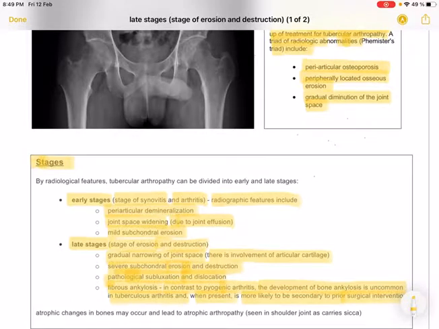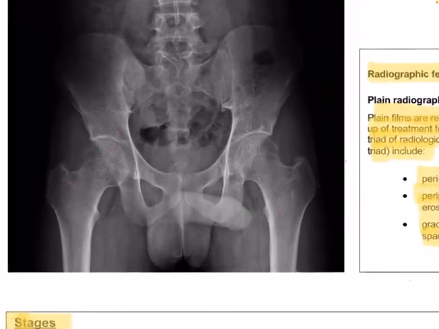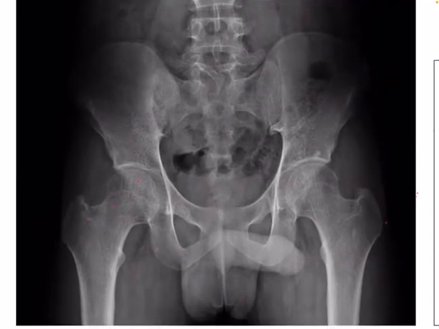So what are atrophic changes? Atrophic changes in a joint may occur and lead to atrophic arthropathy. That is seen in the shoulder joint as caries sicca. Caries sicca is nothing but TB of the shoulder joint. Okay, so I hope you understand what I want to say about this image. So it is a TB of the sacroiliac joint on the right side.